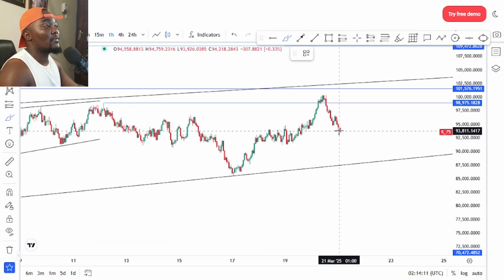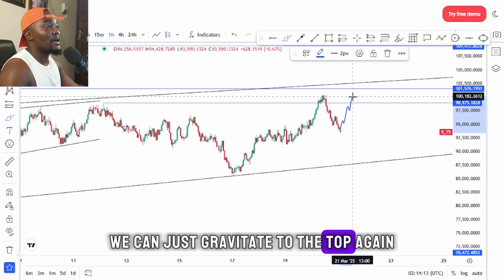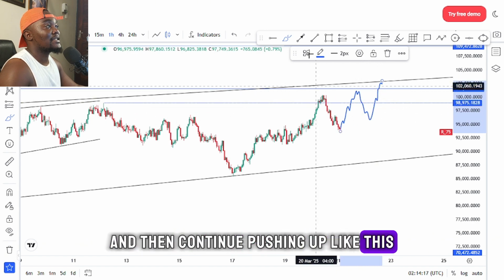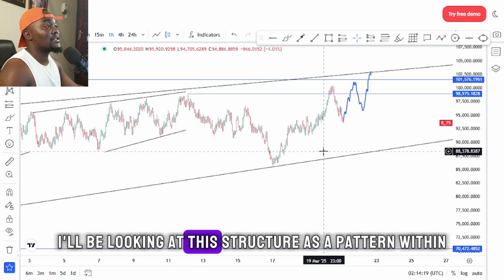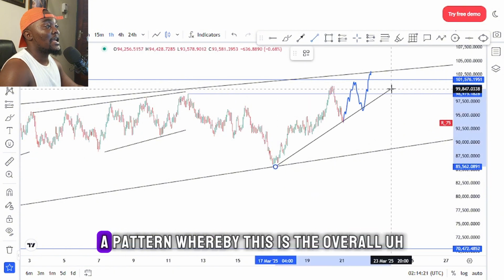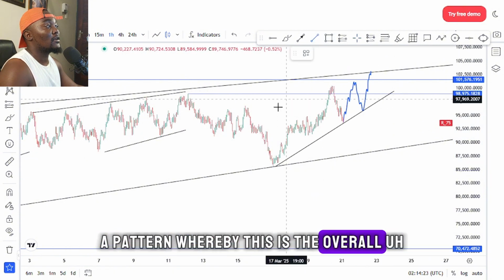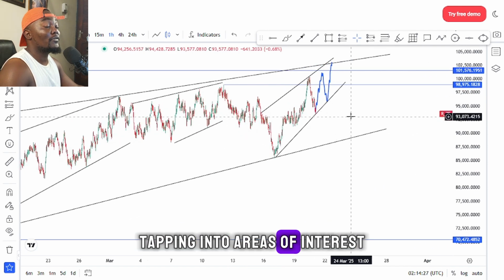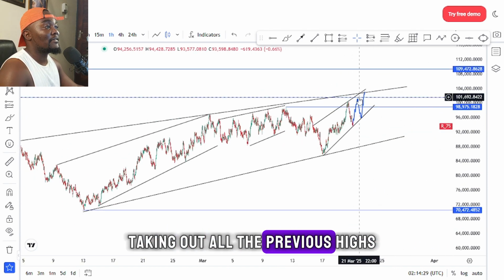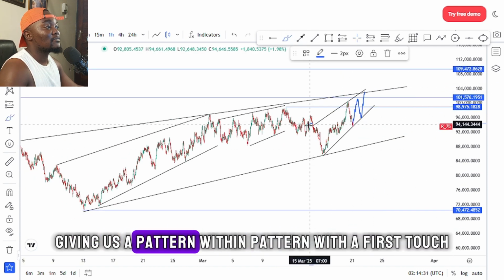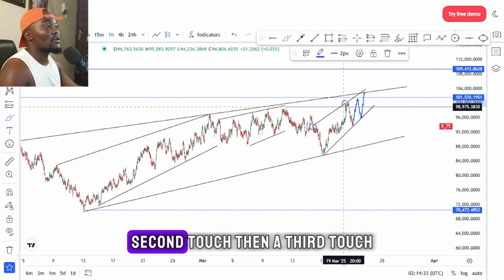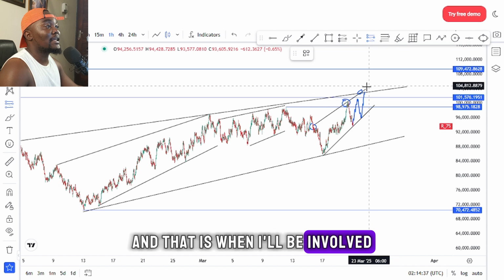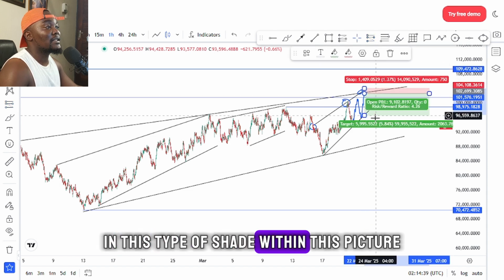As you can see here, we can just gravitate to the top again and then pull back again and then continue pushing up like this. Then I'll be looking at this structure as a pattern within a pattern, whereby this is the overall pattern that we're going to have, tapping into areas of interest, taking out all the previous highs, giving us a pattern within pattern with a first touch, second touch, then a third touch. Then that is when I'll be involved in this type of trade within this point here.